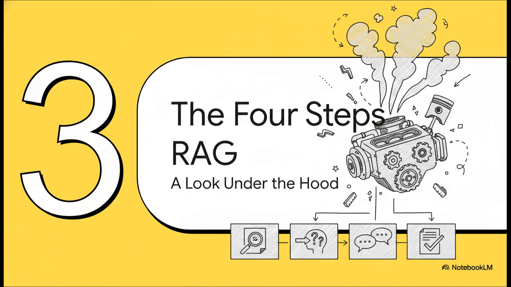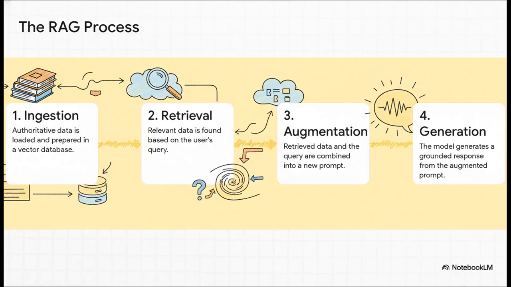Okay, so that sounds great in theory, but how does it actually work? Let's pop the hood and take a look at the engine that makes RAG run. You can really break the whole process down into 4 main steps. It all comes down to these 4. You've got ingestion, that's where you load up all your data. Then there's retrieval, which is how the system finds the right piece of information.